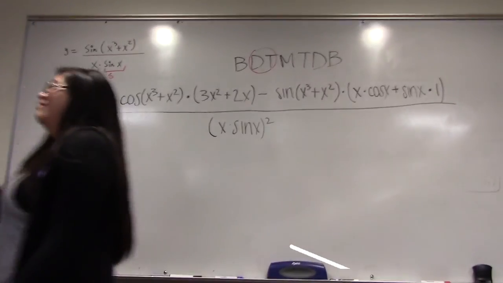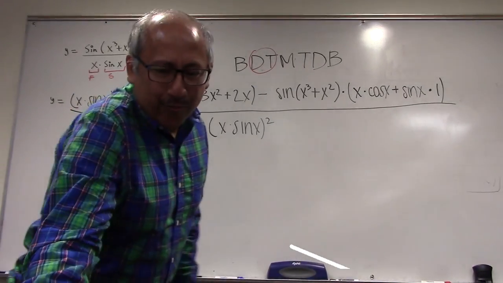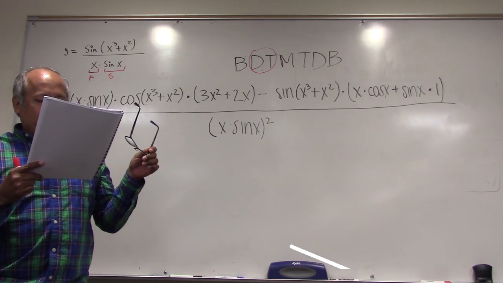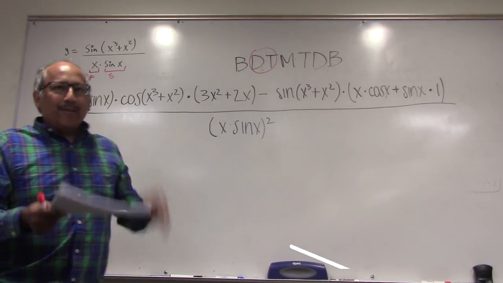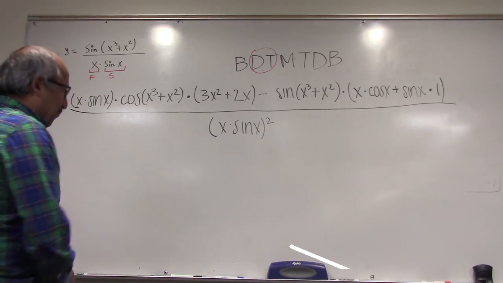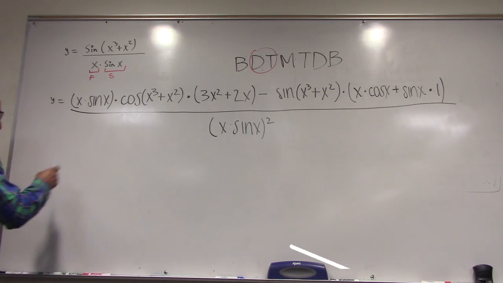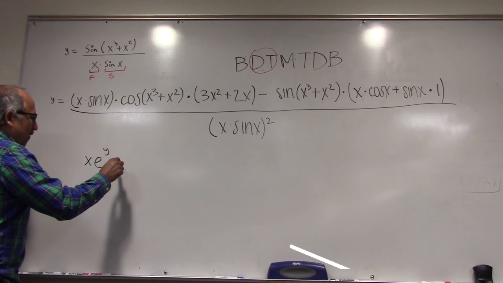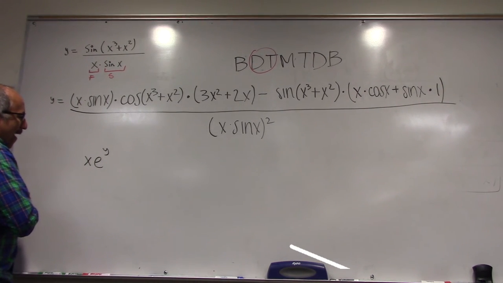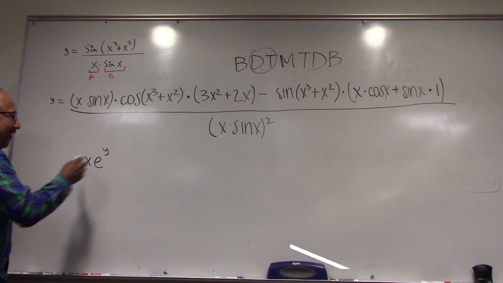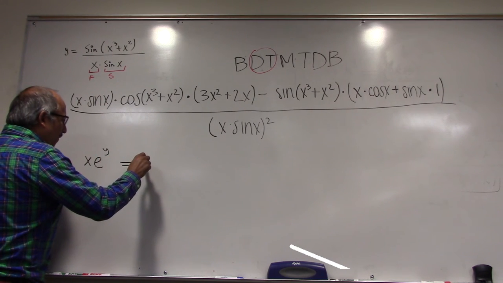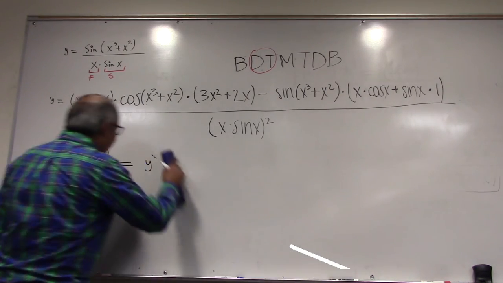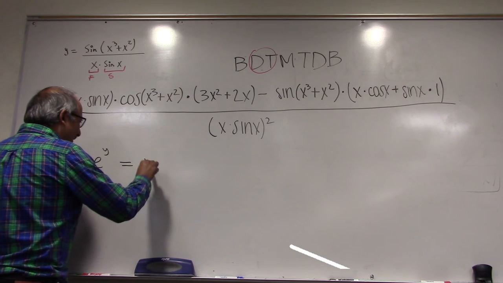Gosh, we're done, right? Let's do higher and implicit. Which one do you guys want? Implicit. A nasty implicit one. x e to the y equals x to the y. That one. Nice.